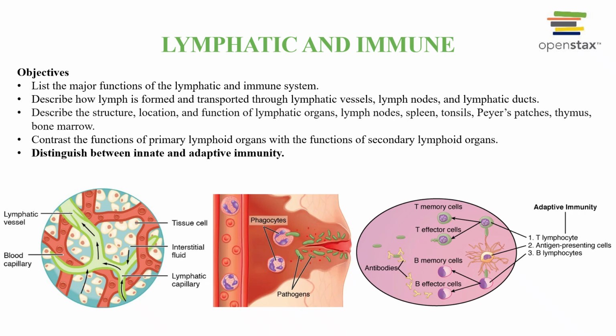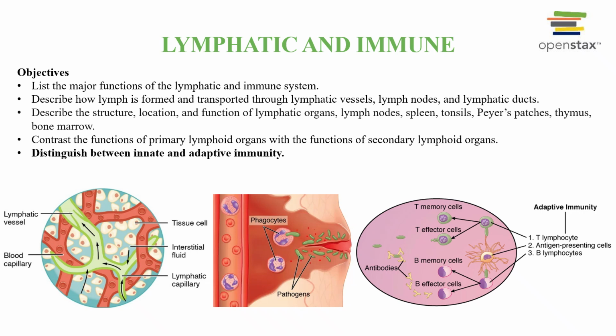In this video, you will learn about the lymphatic and immune system, including its functions, structures, and how it protects the body. First, I will list the major functions of the lymphatic and immune system. Then, I will describe how lymph is formed and transported through lymphatic vessels, lymph nodes, and lymphatic ducts.